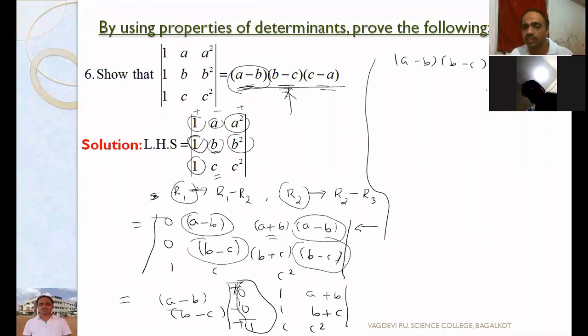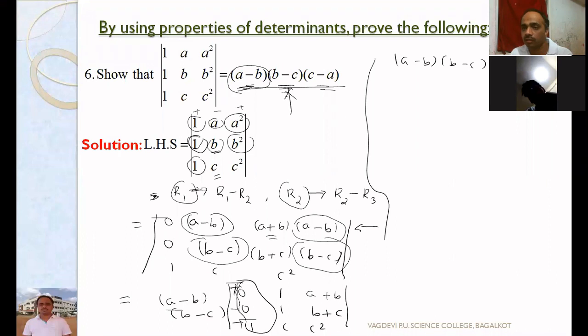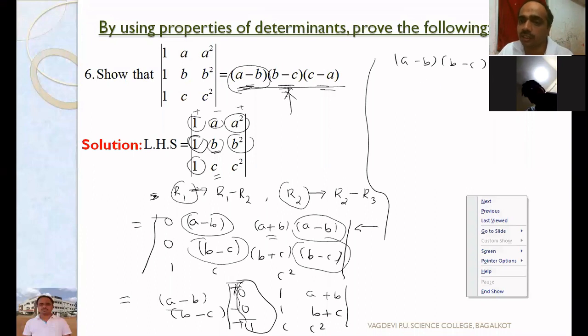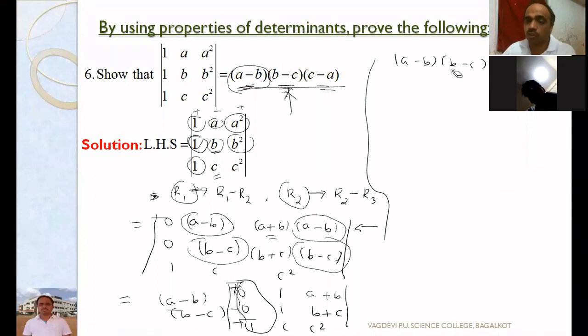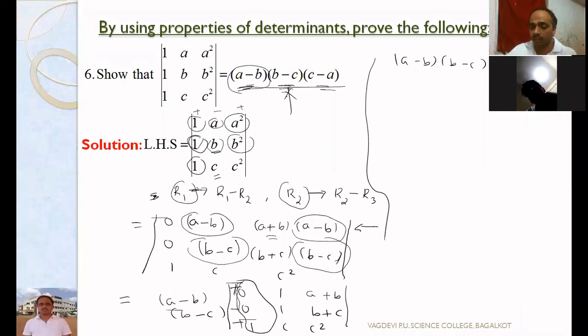Now here, yes, just wait. Okay, so if I expand by taking the first column, what I get? So I'll expand. I'll put a bracket. So already I got A minus B into B minus C here. Now I will expand it. For expanding, you can put a bracket or anything. Now I'm expanding by taking what? I'm expanding by taking the first column.